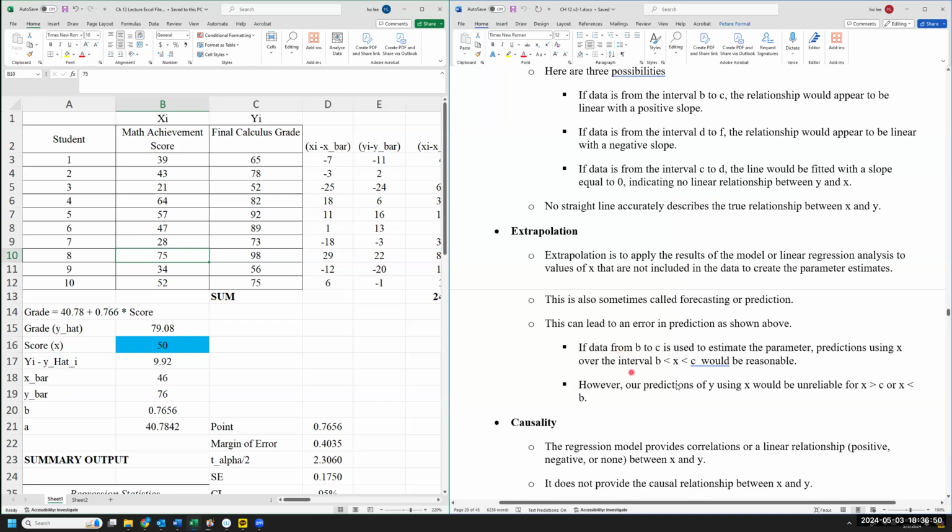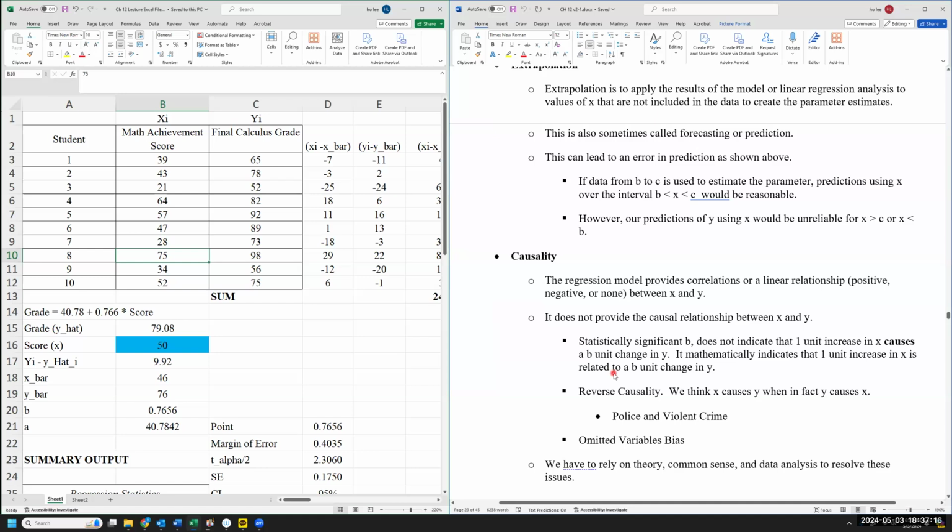So if data from, okay, so that's what this is saying and this is saying here. Okay, so we need to be careful. Forecasting and prediction is going to add more noise on top of just doing estimation with in-sample data. And we're going to learn that below in chapter 12. All right, let's go to causality.